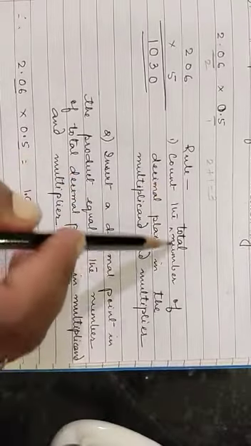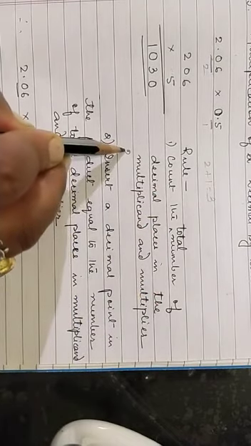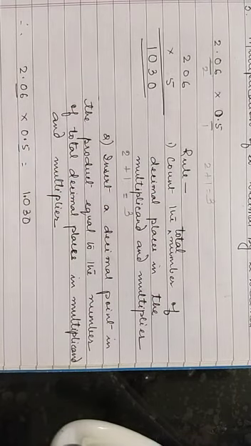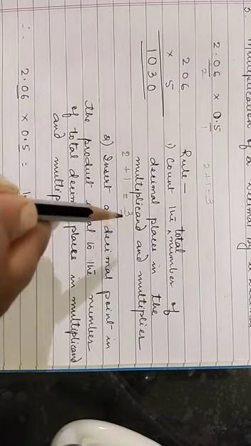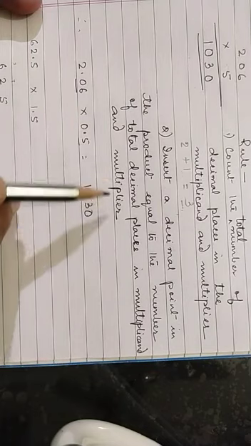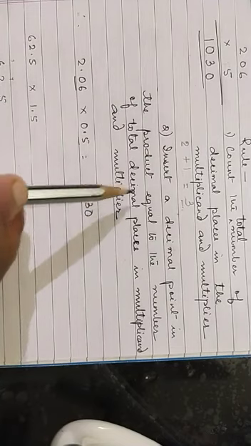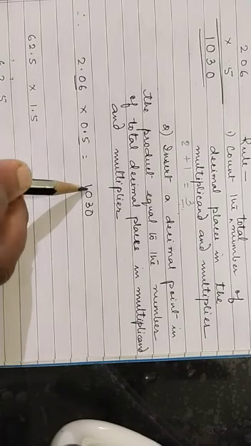First rule is what? Count the total number of decimal places in the multiplicand and the multiplier. Multiplicand has 2 decimal places. Multiplier has 1 decimal place. So total number of decimal places is 3. Since the total number of decimal places is 3, in the product you will insert a decimal point equal to the number of decimal places in the multiplicand and multiplier. Here I have 3. So I will keep 3 decimal places and insert a decimal point.